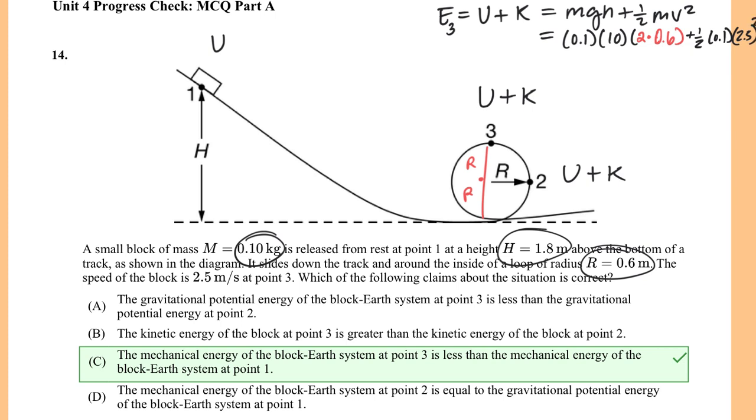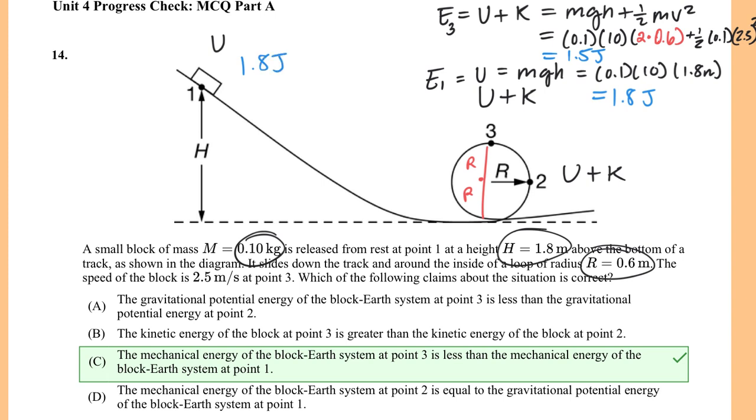And then for the energy at 1, we have potential energy, which is going to be mgh, and that's going to be 0.1 times 10 times height. The height at 1 is going to be 1.8 meters. Whenever you calculate that out, at 1 it's going to be 1.8 joules, and at 3 it's going to be 1.5 joules. So we have some mechanical energy being lost here.